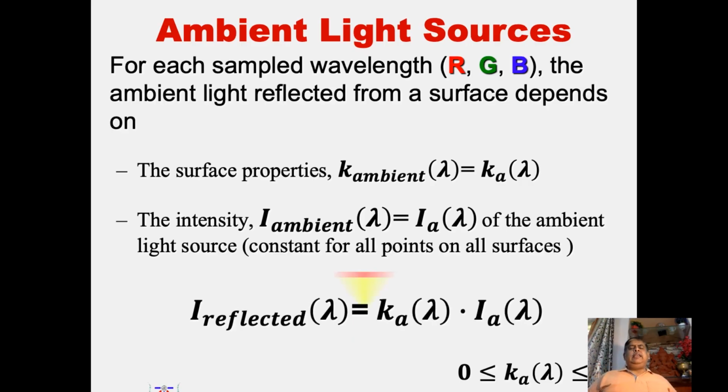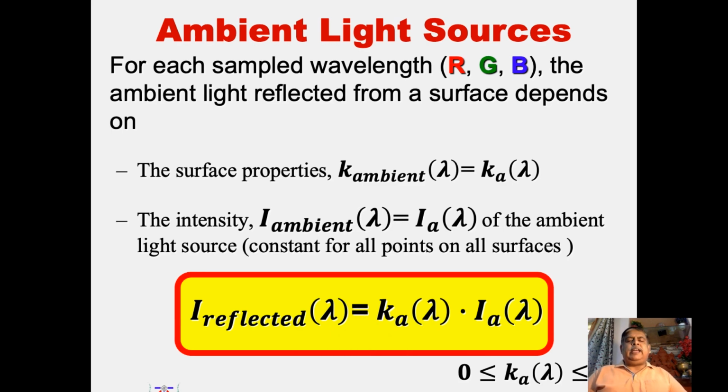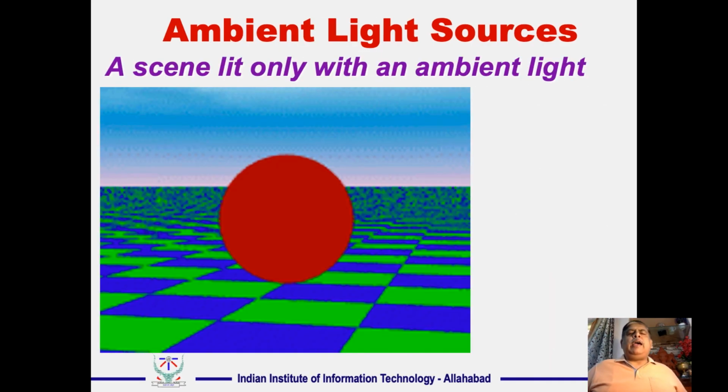So basically, the intensity reflected is a combination of surface property Ka and I ambient, which we write as Ka lambda times Ia lambda. And of course, to keep it proper, we choose Ka between 0 and 1. So this is the ambient light source, a scene lit only with an ambient light. So what you see is that there is no shading.